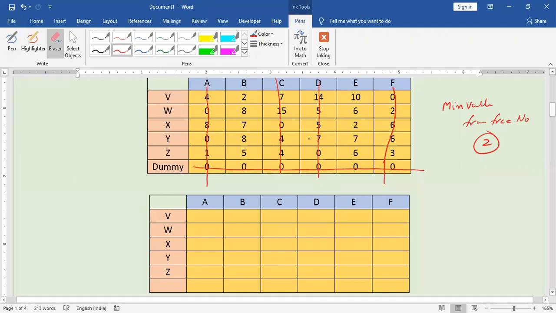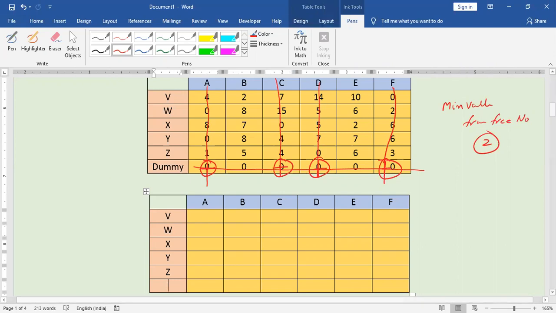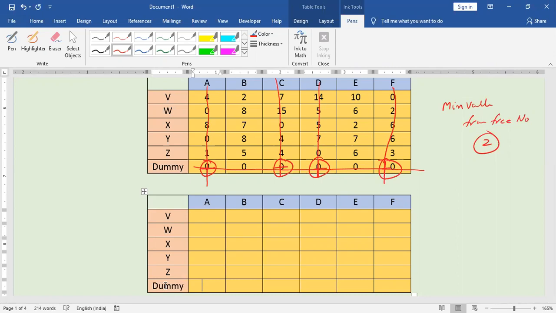and where lines are intersecting, you will add that 2. So this is one position where lines are intersecting, another position, one more position, and one more position where lines are intersecting. So I am going to add it here. Lines are intersecting, so 0 plus 2 is 2. Lines are intersecting, so 0 plus 2 is 2. And 2 is here also, right?